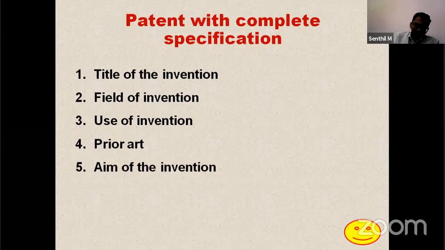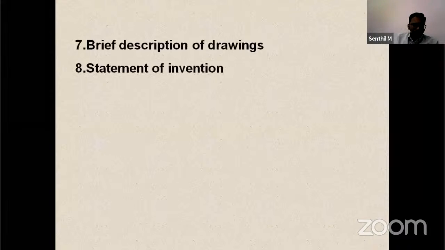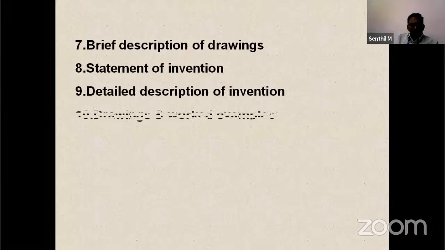So after prior art, then aims of the invention, and summary of the present invention. This is what we have to do. Then a brief description of the drawing, then statement of invention, detailed description of the invention, drawings and worked examples.